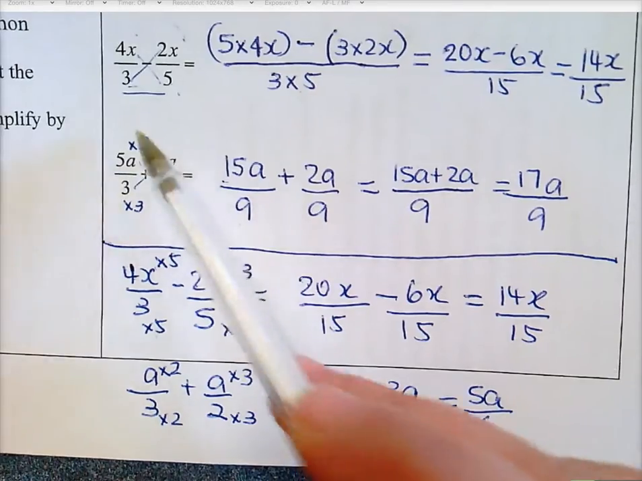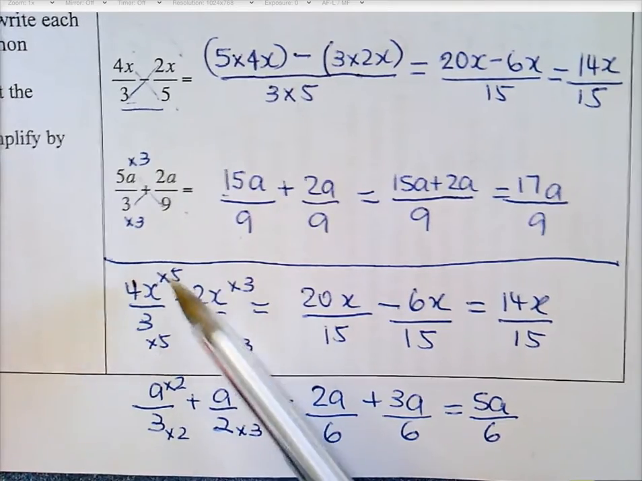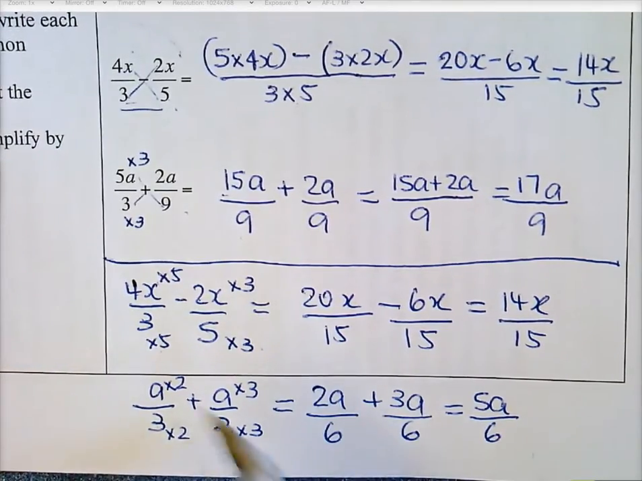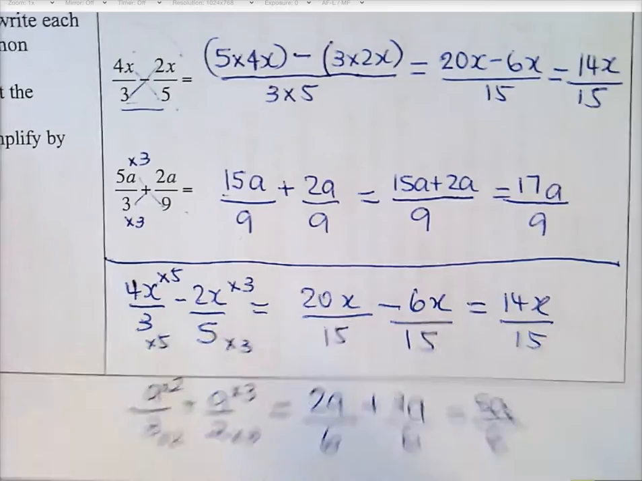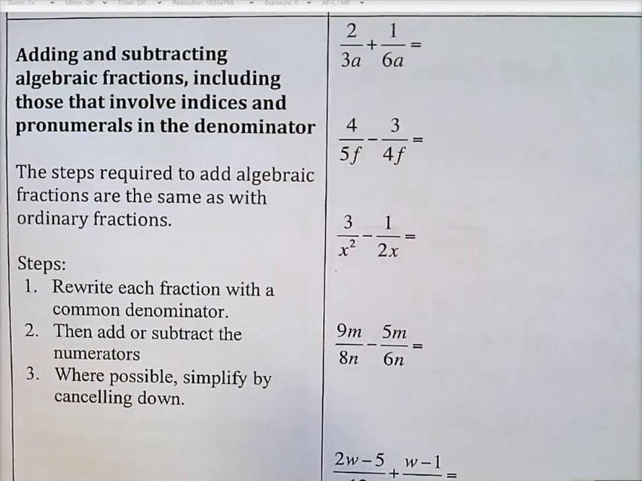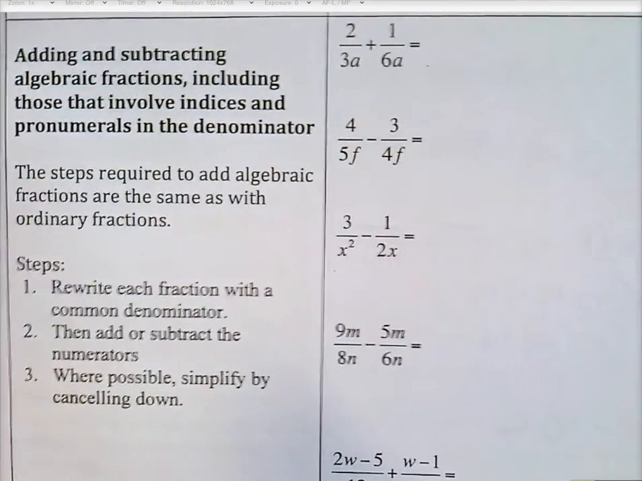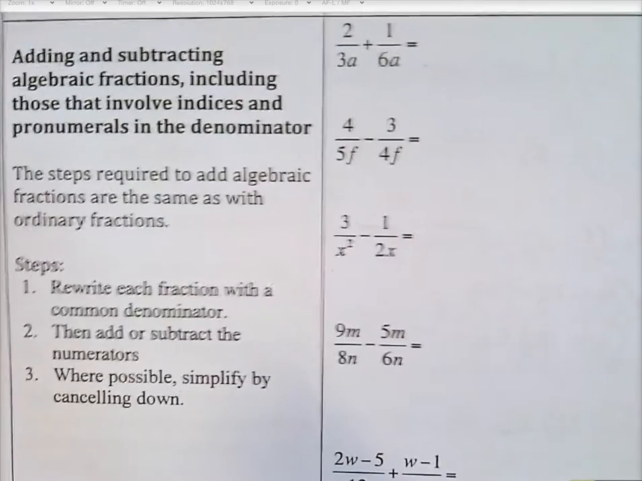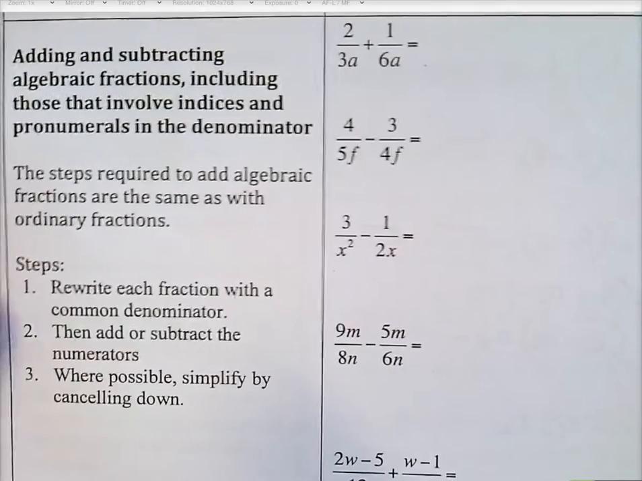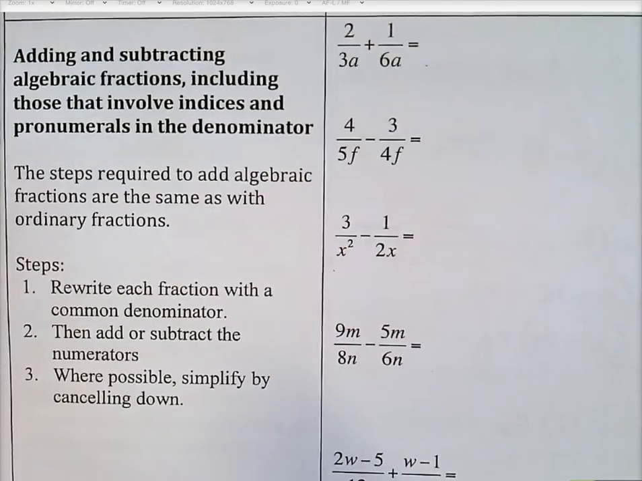If you don't like doing that crisscross method, you can just do it with the traditional method. Multiplying, denominator is going to be 15, multiplying by 5 over 5 and 3 over 3. And this one, if you want a denominator of 6, multiplying by 2 over 2 and 3 over 3. Okay, before you start adding and subtracting, just notice with these ones, they're different to the others. We've got pronumerals in the denominator, and in some we have pronumerals in the numerator and the denominator. It doesn't matter. Your aim is to make the denominators the same. That's it. Once the denominators are the same, so steps: rewrite each fraction with a common denominator, and then we'll just add or subtract the numerators.